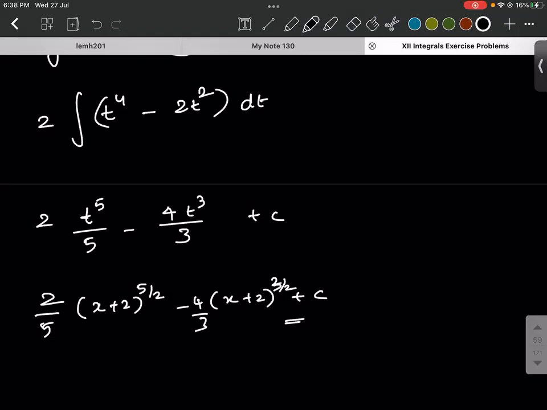So 2 by 5 into x plus 2 the whole power 5 by 2 minus 4 by 3 into x plus 2 the whole power 3 by 2. Keep checking the answer at the back also. If there is any change, let me know. See, with algebraic functions you will not get multiple answers. You will get only one answer. Trigonometry, multiple answers. Okay. Proceed to the next one.